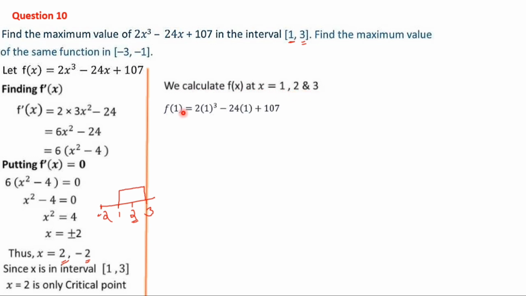First of all, f of 1: 2 times 1 cubed minus 24 times 1 plus 107. That is 2 times 1 is 2, 24 times 1 is 24, plus 107. That is equal to 85.